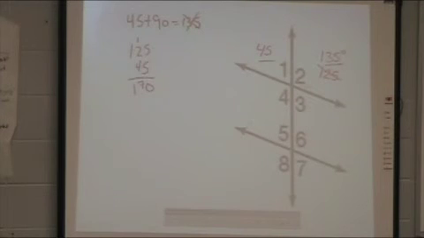Now that we've got these two, we can answer every other question here. What would angle 3 be? 45. The reason it's 45 is because 3 and 1 are vertical. They're the same. What is angle 4? 135. The reason it's 135 is because 4 and 2 are vertical, and 2 was 135. Now 5 and 1 are the same, so what's 5? 45. What's 6? 135. What's 7? 45. And what's 8? 135. So you see, just from getting the one angle, we were able to find all the rest of them.